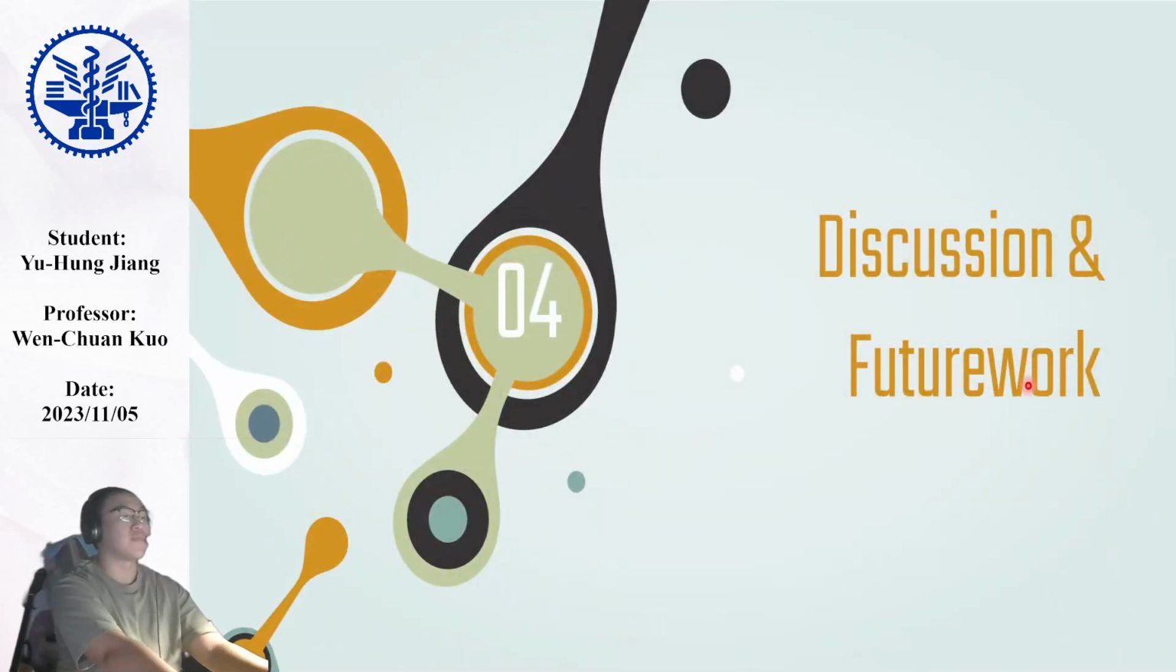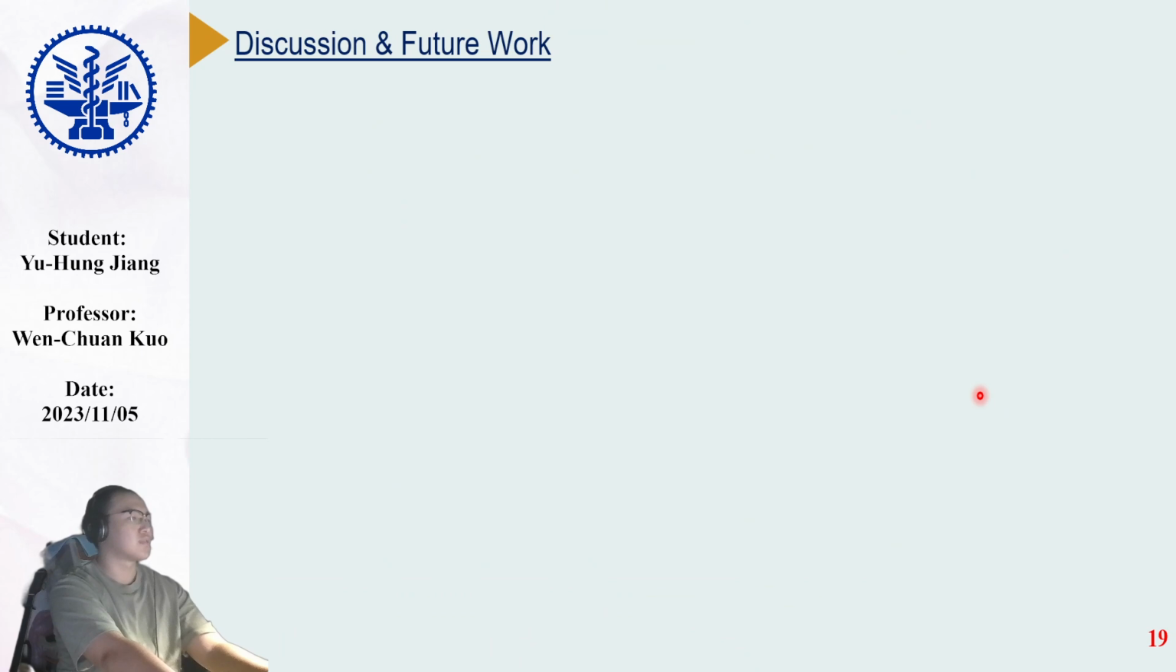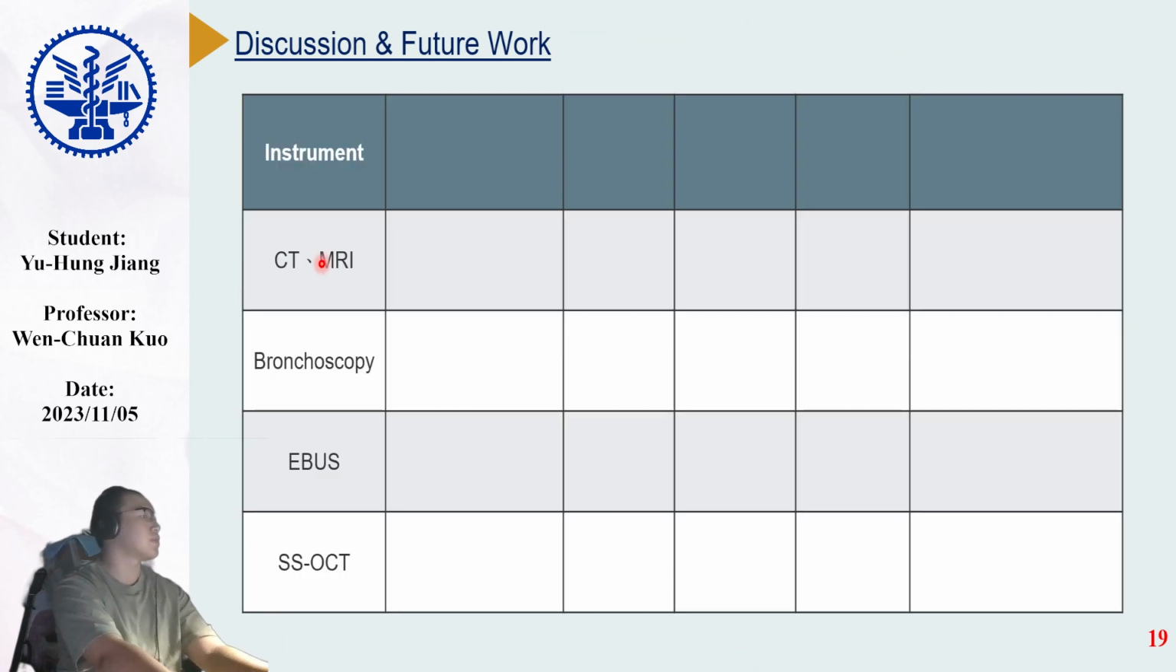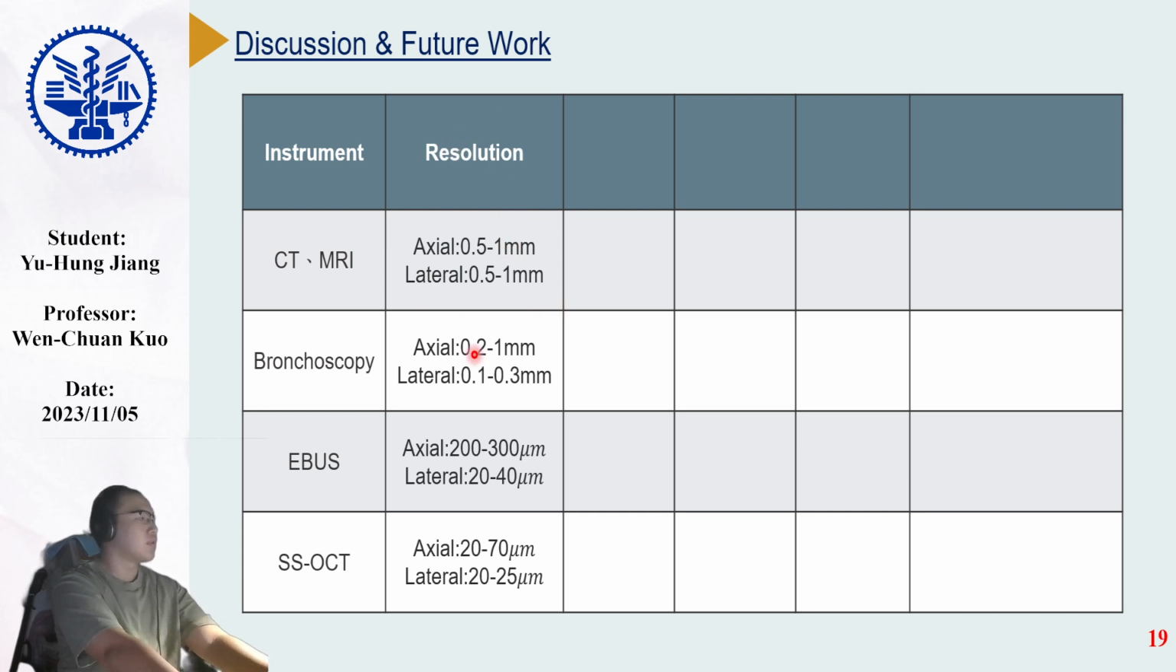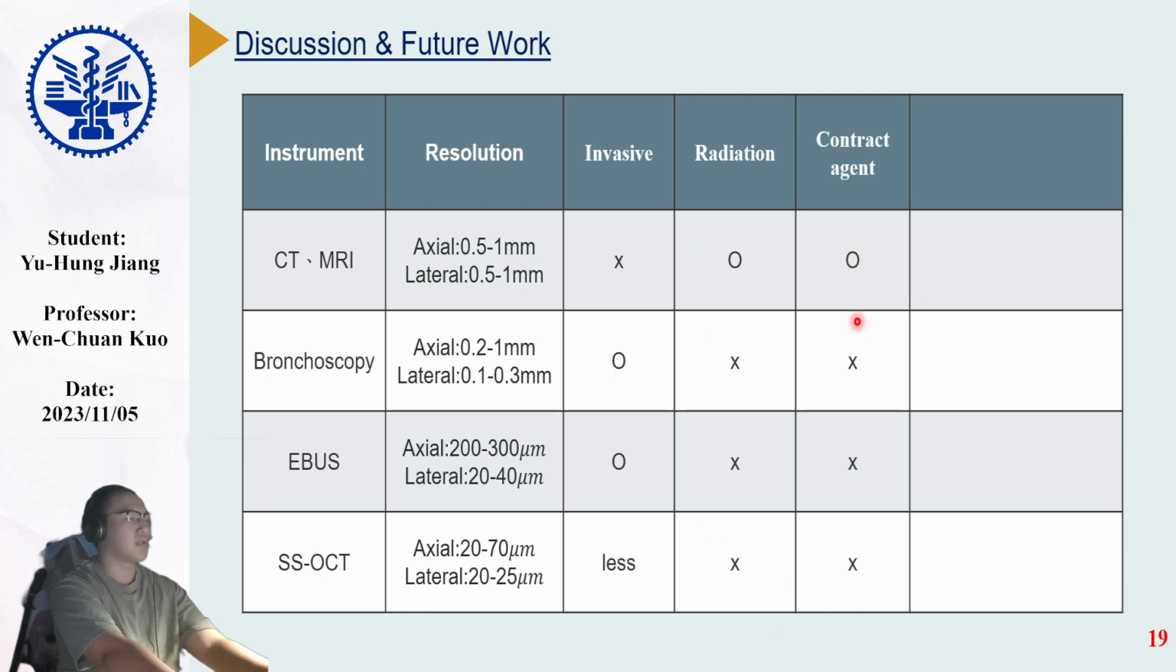So that's my discussion and future work. First, comparing the instruments: CT, MRI, bronchoscopy, EBUS, and SS-OCT. The first is resolution. You can see SS-OCT has a higher resolution than the others. The second is invasiveness. SS-OCT is less invasive than CT and MRI. Radiation: SS-OCT doesn't have radiation. And contrast agents, SS-OCT also doesn't need them.